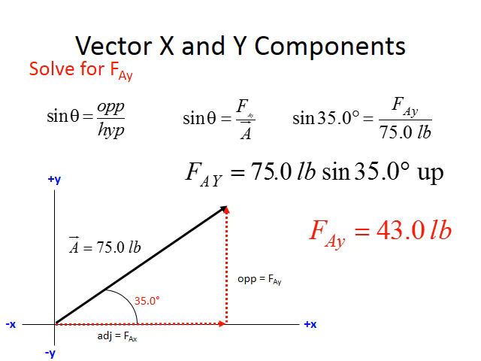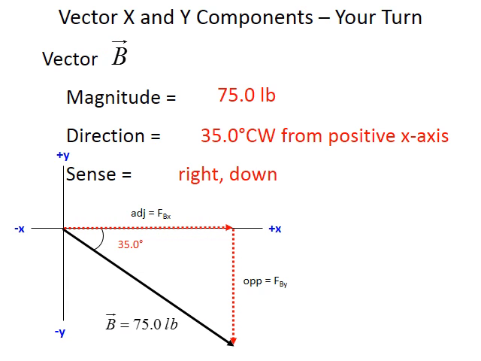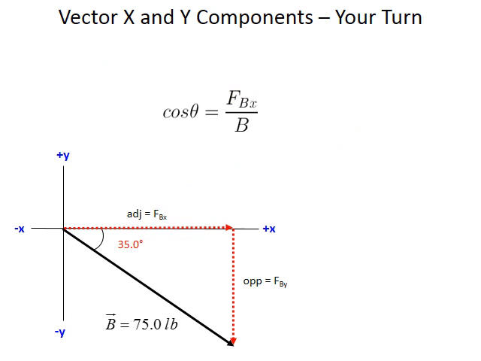And let's do one more real quick one. And here we have vector B. It's also 75 pounds, and it is 35 degrees also, but it points clockwise from the x-axis, and it points to the right also, but it points down. Well, how do we approach that? Well, let's take a look at x first of all.